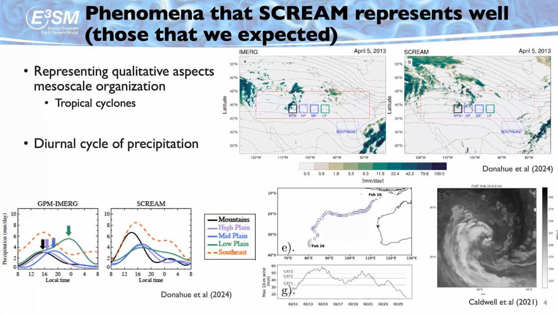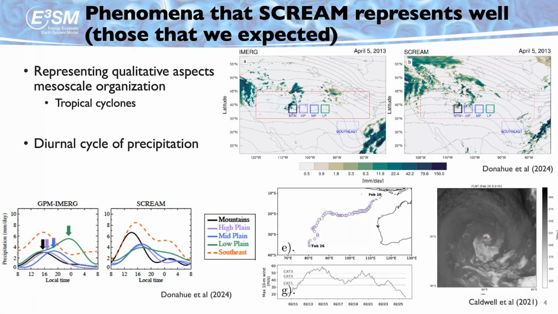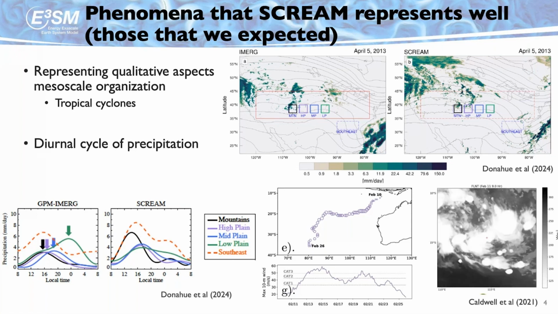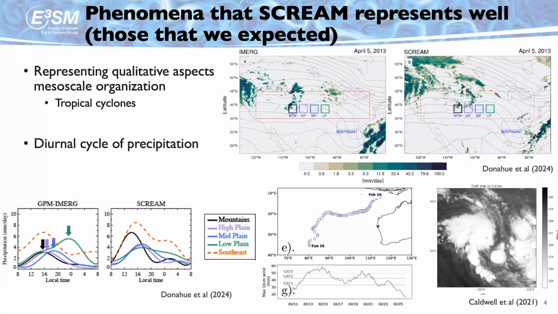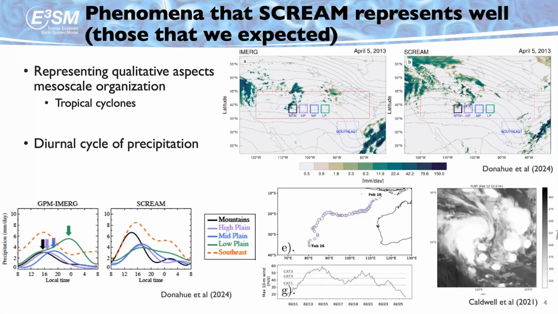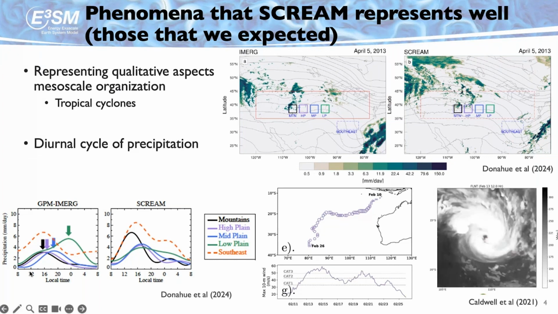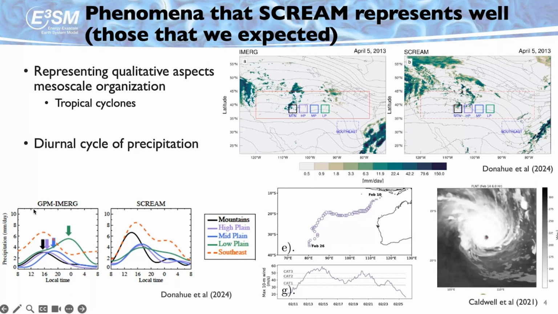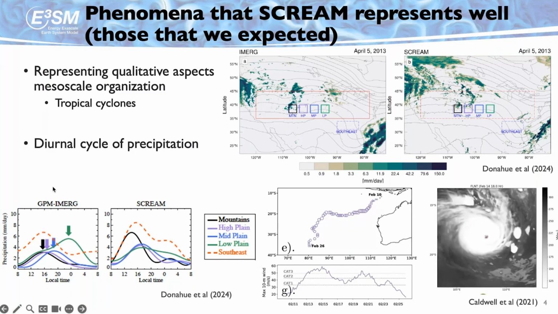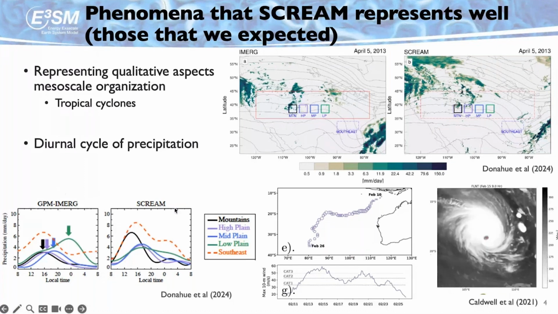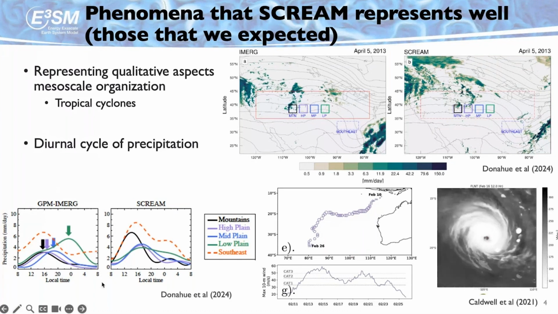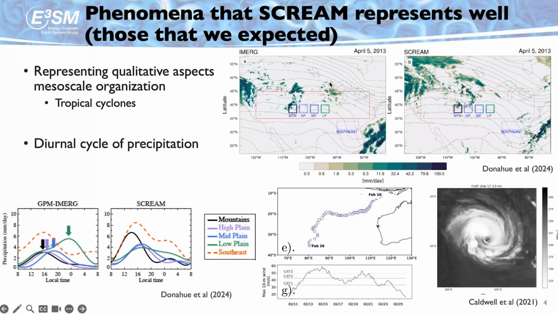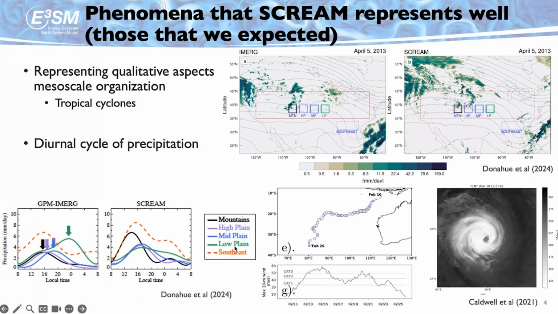Another aspect of the climate that we expect SCREAM to do well, and it does fairly well, though there are areas that we can improve on, is the diurnal cycle of precipitation. And that's shown on the bottom left figure right here. We're looking at GPM IMERG, so satellite retrievals, and then SCREAM on the right. And we're looking at the composite diurnal cycle of precipitation over 4 different boxes that are shown here over the continental US. As you go from black to purple to green, we're moving eastwards.